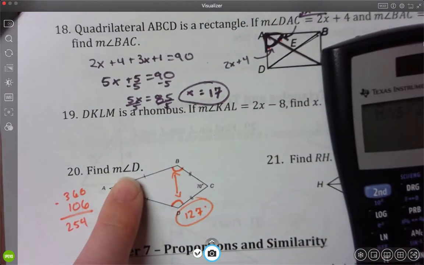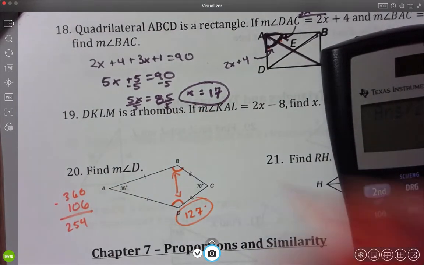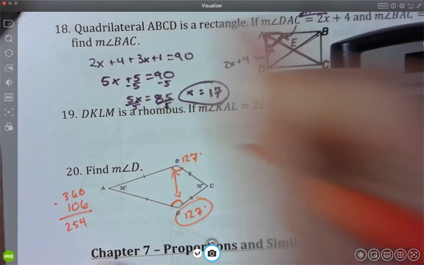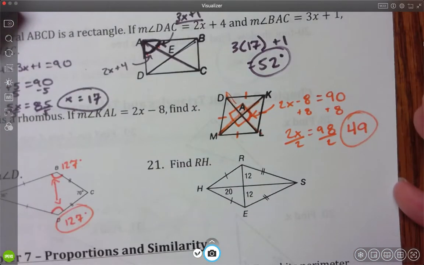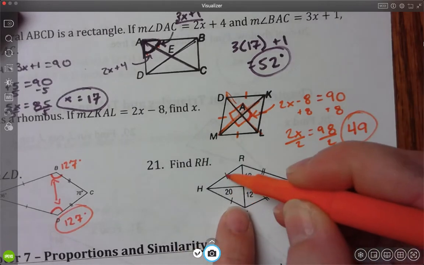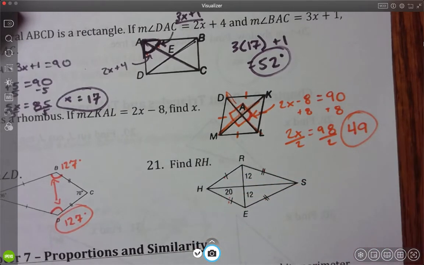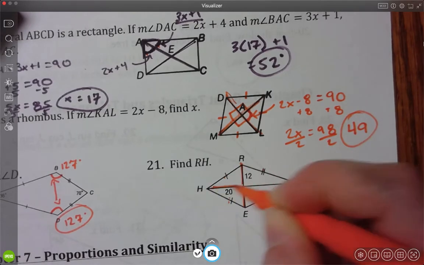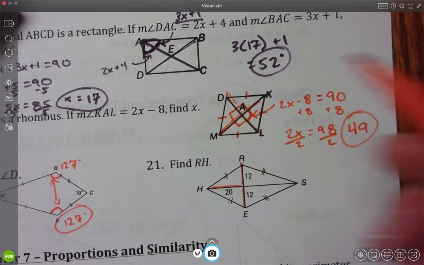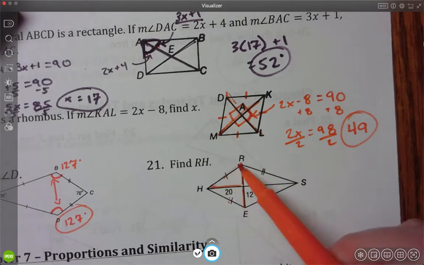So that tells me what D is. It also tells me what B is. They're both 127. Okay. All right, 21, last question. This one also kind of looks like a kite because these two sides are the same, these two sides are the same. They tell me that this guy is 12, this guy is 12, this guy is 20. They want to know what RH is, this length here.